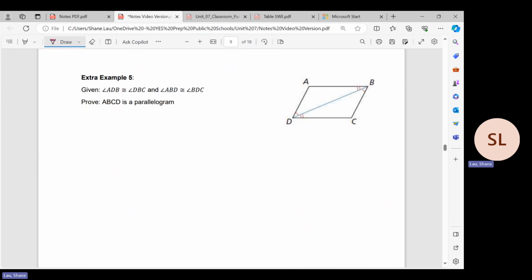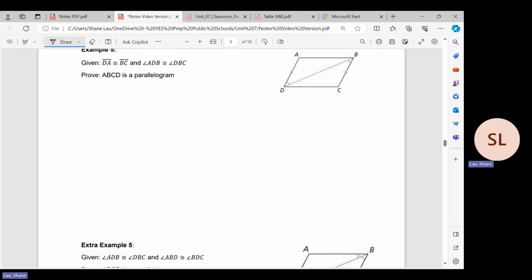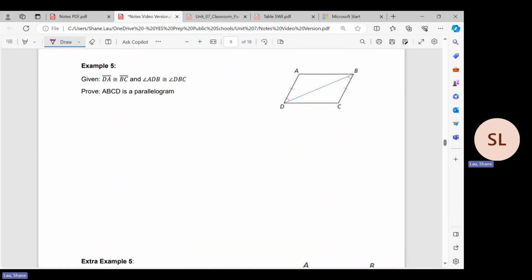Actually, you can stop the video right now if you would like some extra practice, so that you can record all the information you need in order to practice this problem. But we're still going to look at example 5. If you have any questions about how to do extra example 5, you can always just ask me. Okay? So here, we're going to set up our proof.